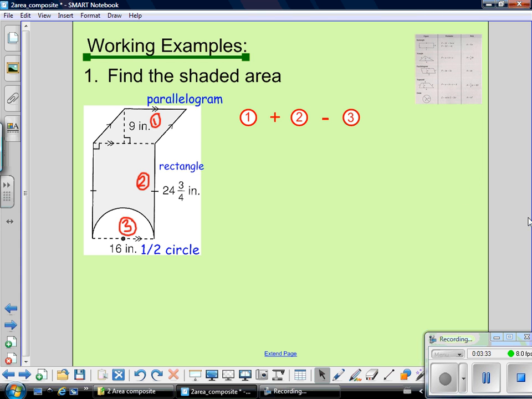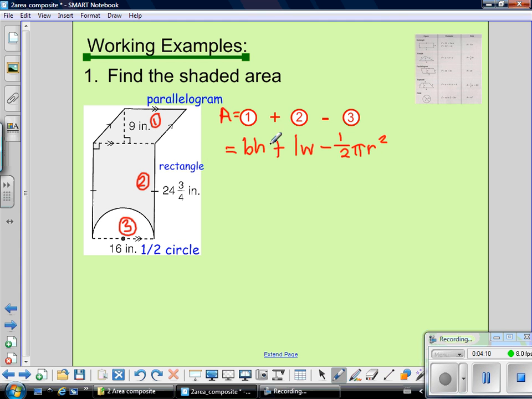So just to make my solution a little more attractive to someone else watching, I'm literally going to put area equals. And down below, I am going to put the formulas. So base times height, the perpendicular height, for our parallelogram. Our rectangle is length times width. And finally, we want half of a circle. So we want half of, and the circle is pi r squared.